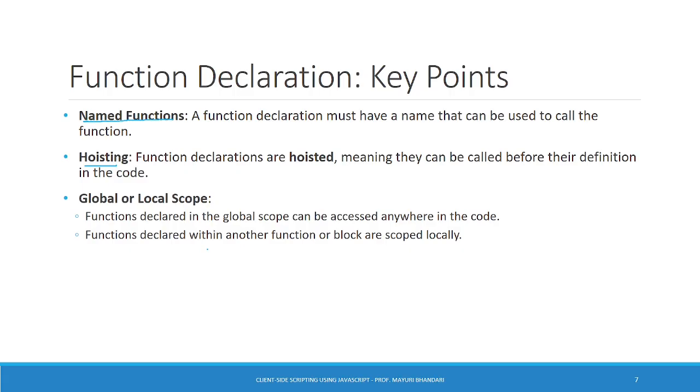Next, let us talk about scope. Functions can be declared in two places, globally or locally. Global scope means that a function, when declared outside any other functions or blocks, can be accessed anywhere in your code. And local scope refers to functions declared inside another function or block of code. These functions are only accessible within that function or block, making them local to that scope. Let us see the example.